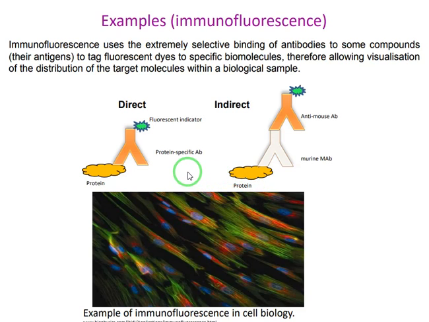Now let's have a look at two different approaches which are used in the immunofluorescence technique. The first one is the direct approach. In this approach, we use the monoclonal antibodies with the fluorescent indicators on them, and these antibodies are directly bonded to the protein or the cell or anything, the biological structure that we want to see under the microscope.